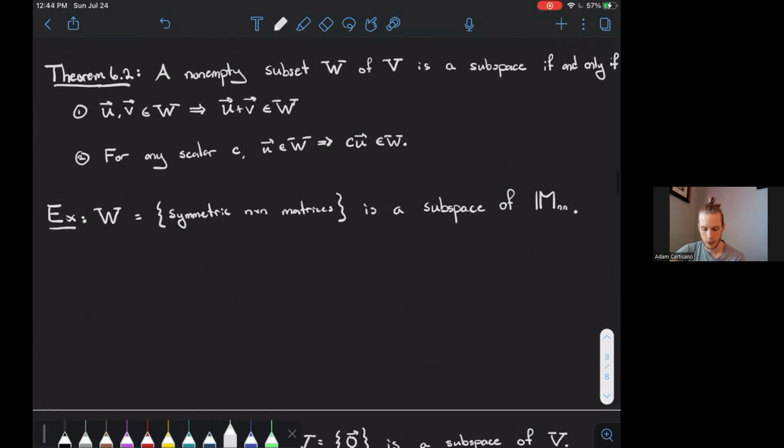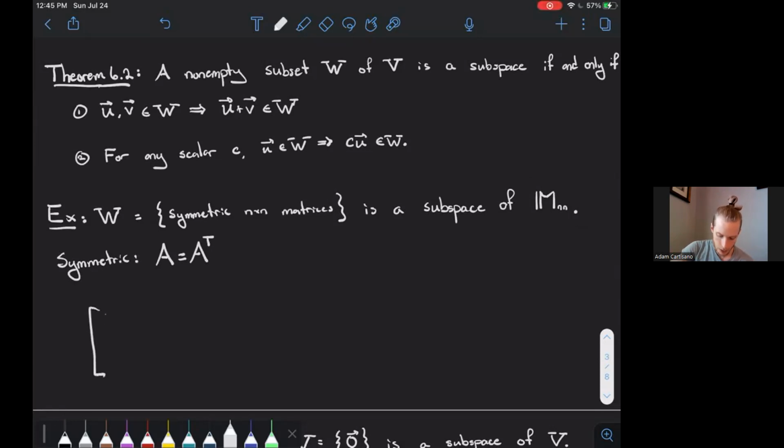W is going to be the set of symmetric n by n matrices inside of M_nn. So this is the set of n by n square matrices. A symmetric matrix is a matrix which is equal to its transpose. In other words, flipping A_ij with A_ji doesn't change the matrix.